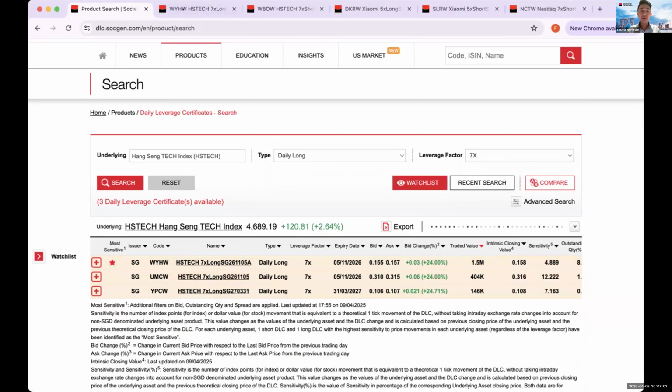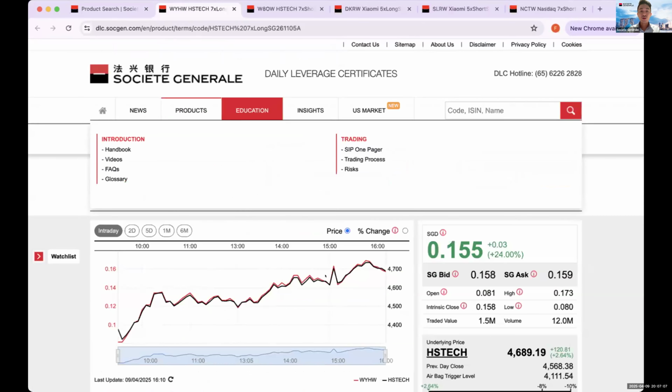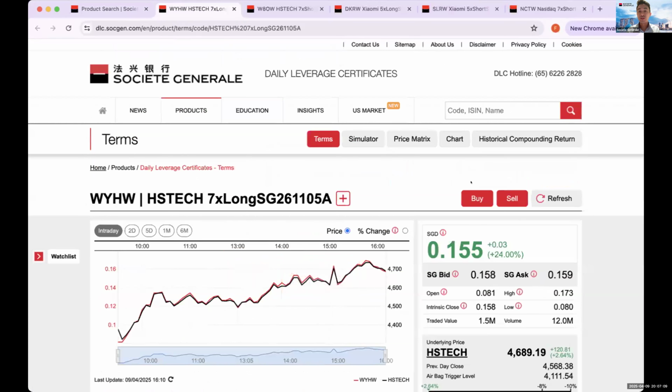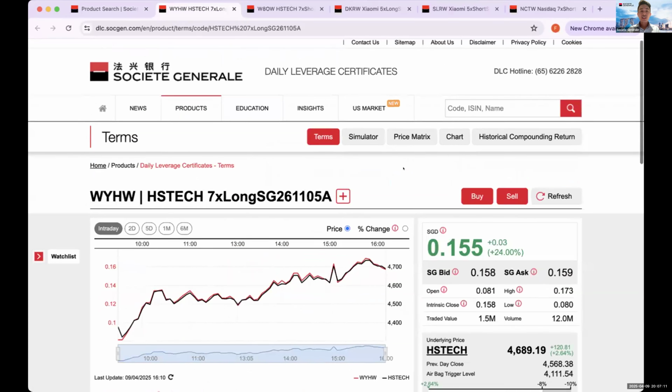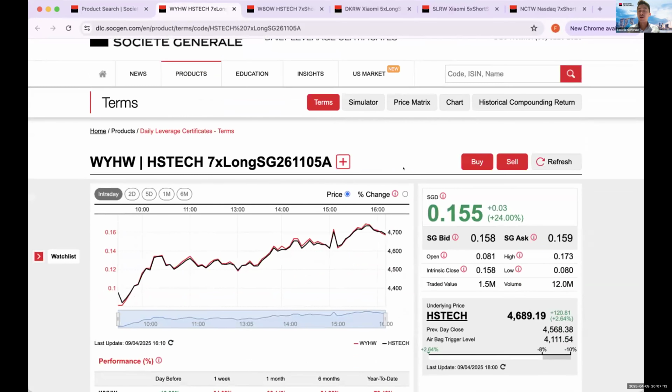So let's just go into one of them, WHYW. If I click into this link, it will go to this page, which is the individual terms page of the DLC. So this is our Hang Seng Tech 7 times long DLC. The stock code is WHYW. If you go to your iTrade platform and look for WHYW, you will be able to retrieve this Hang Seng Tech long DLC and trade it on your iTrade trading platform.